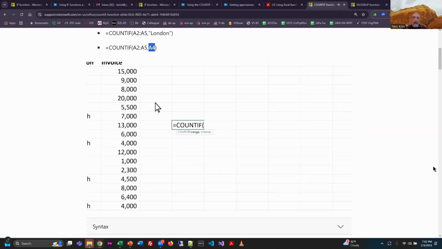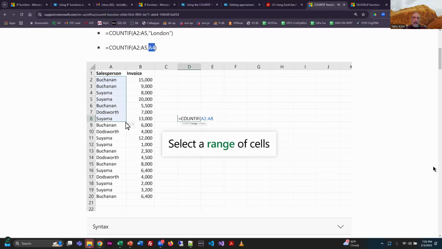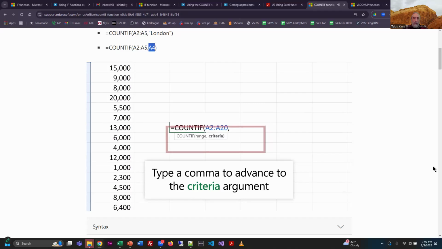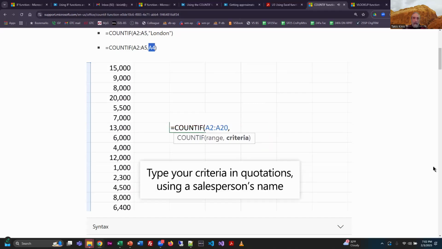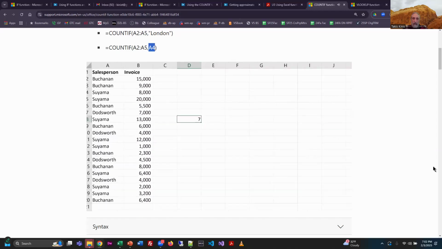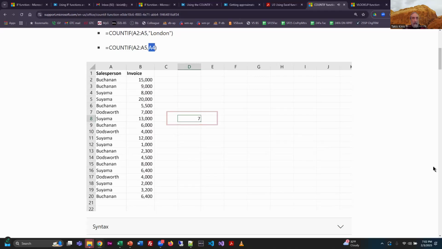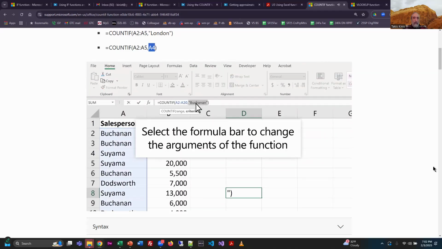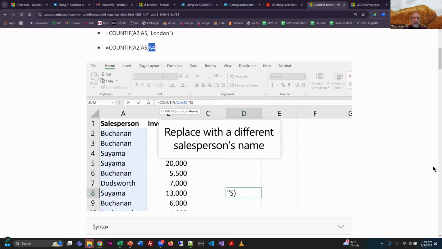Let's start with range. Select a range of cells, type a comma to advance to the next argument, which is the criteria to look for. Type a quotation mark, and then the name Buchanan as the search criteria. End with another quotation mark. Type a closing parenthesis and press Enter. Buchanan's name appears 7 times within the selected range. To change the arguments of the function, you don't need to retype it. Select the formula bar and replace Buchanan's name with another salesperson.